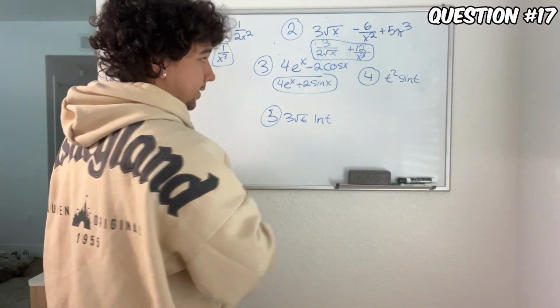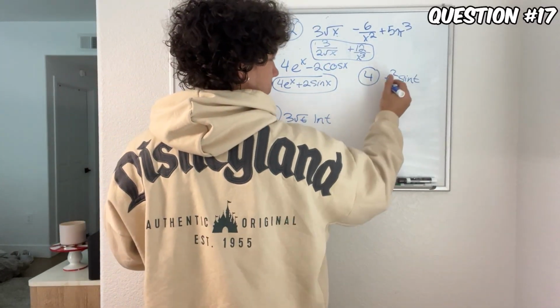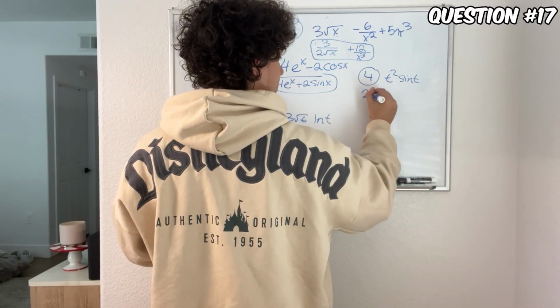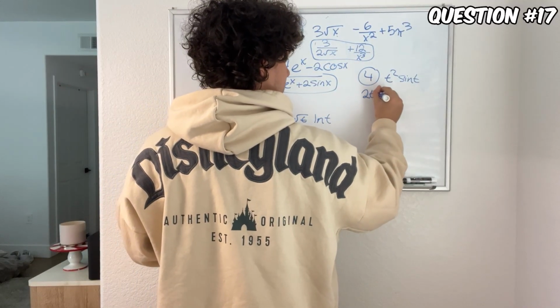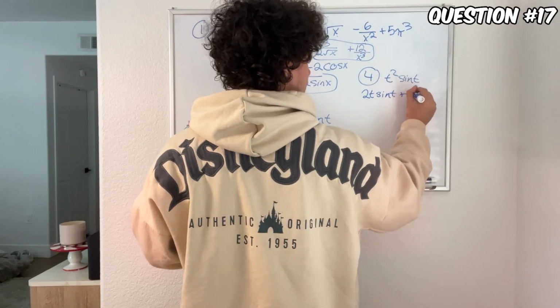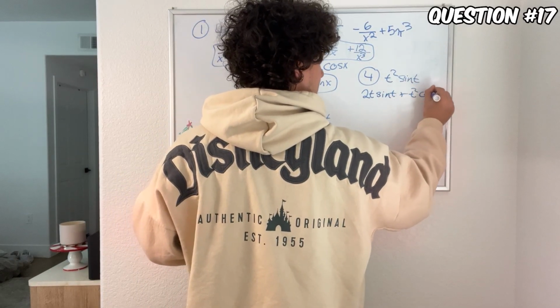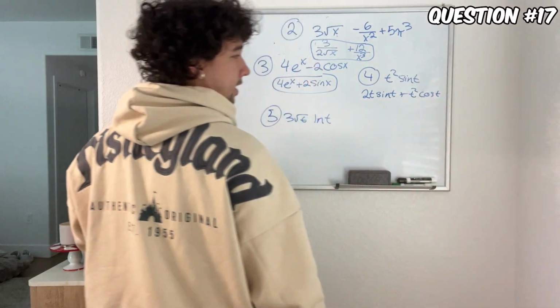All right, next one here, it's looking like product rule. The reason I know that is because I have 2 functions getting multiplied by each other. So I'm going to take the derivative of the first one, t squared, which is just 2t, multiply it by the second one, sine t, plus, and then I flip-flop, so t squared, derivative of sine is cosine, so cosine t. And then that's it, we're done.